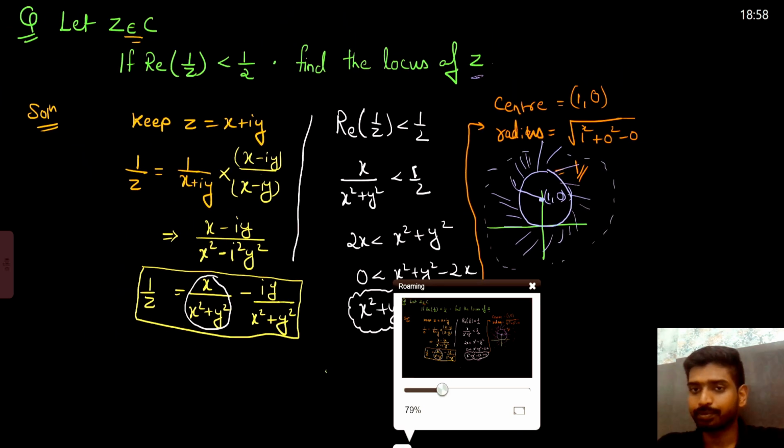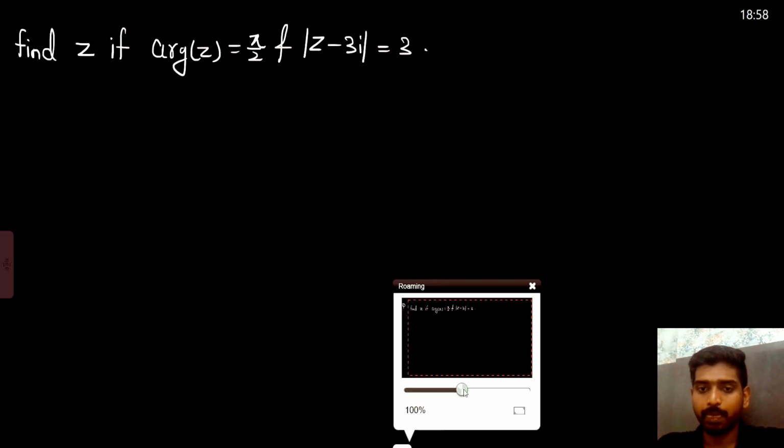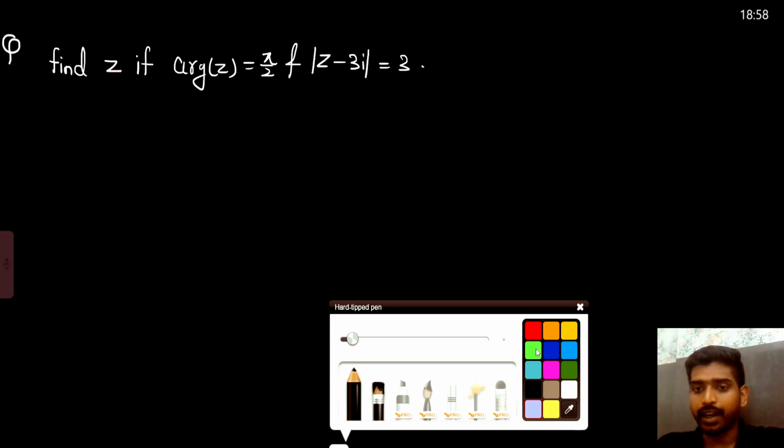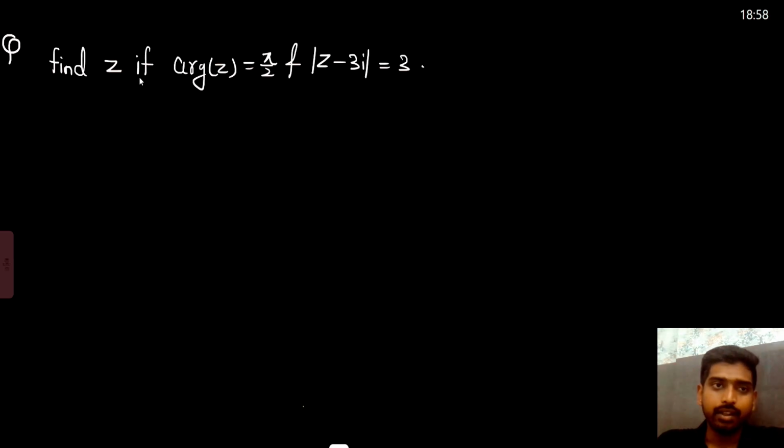Now next, they've given one more question: find the complex number z. We have to find the complex number z, and for this z they have given two pieces of information. The first is that the argument of z is pi by 2, 90 degrees, and the second is that mod of z minus 3 iota is equal to 3.